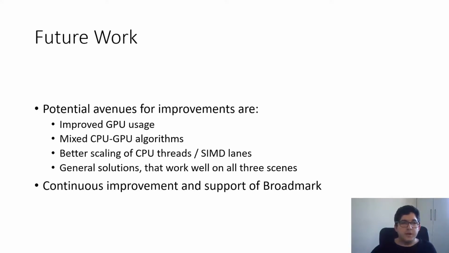Finally, as future work, we would love to explore potential avenues such as improved GPU usage, mixed CPU and GPU algorithms, so trying to use the CPU when there are fewer objects moving and the GPU when we have more dynamicness, and better scaling of CPU algorithms to both threads and SIMD lanes, and general solutions that work well on all 3 scenes. And also to continually improve Broadmark based both on its own evolution and on feedback.